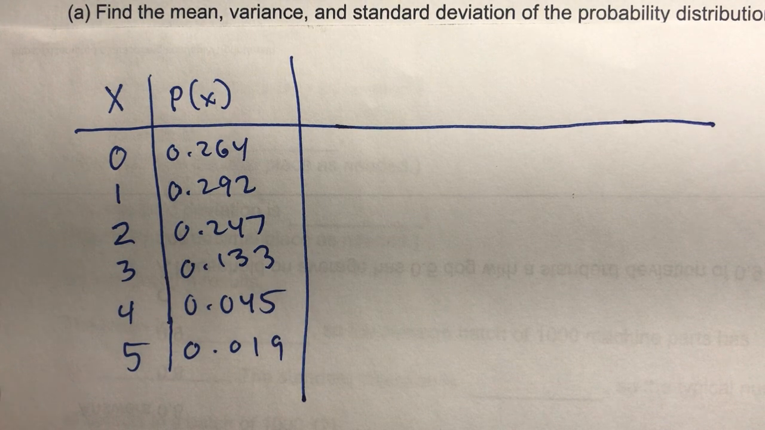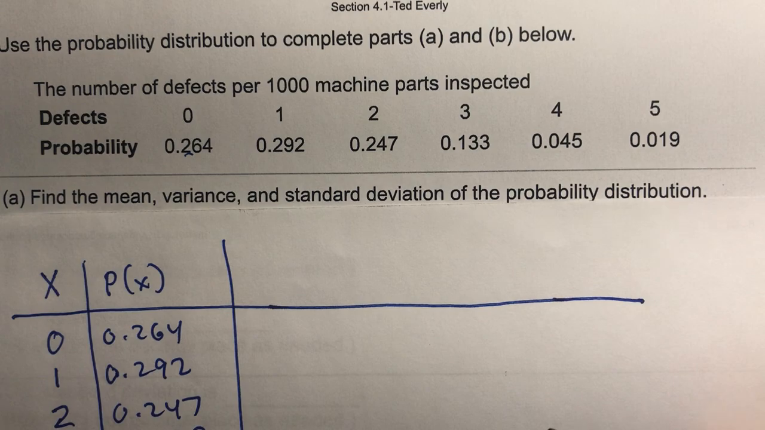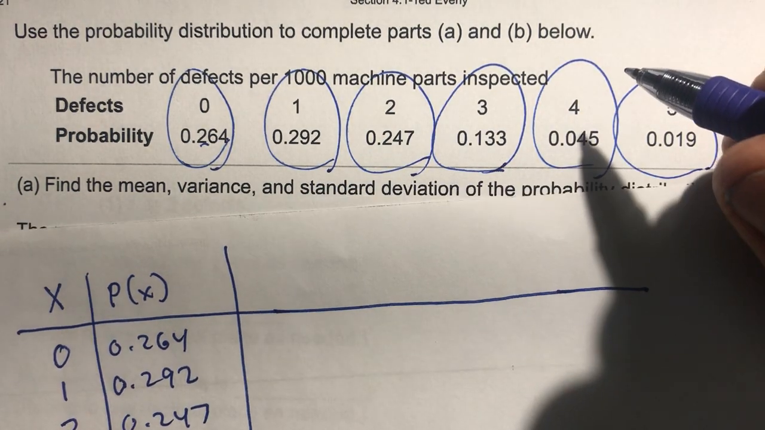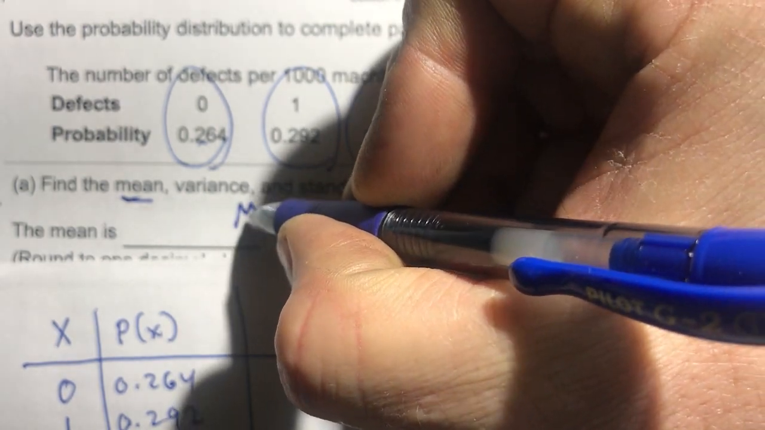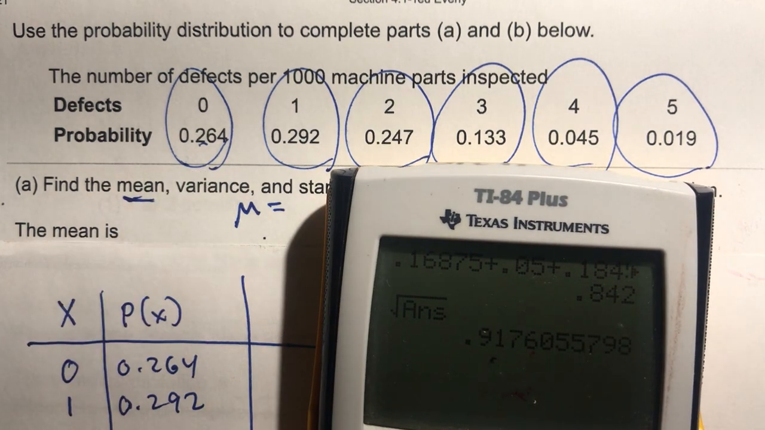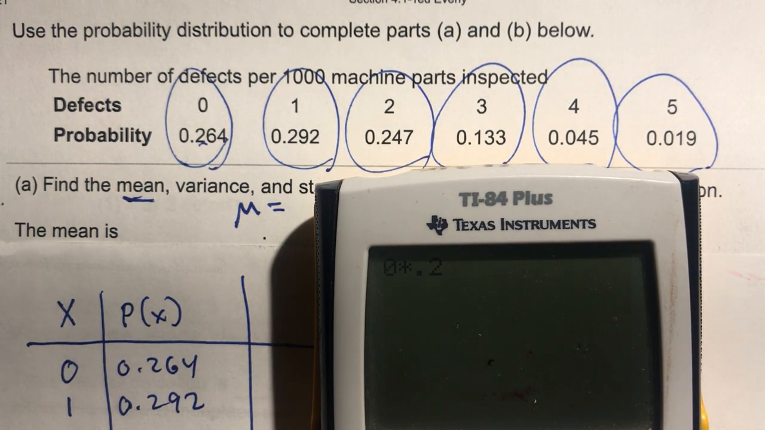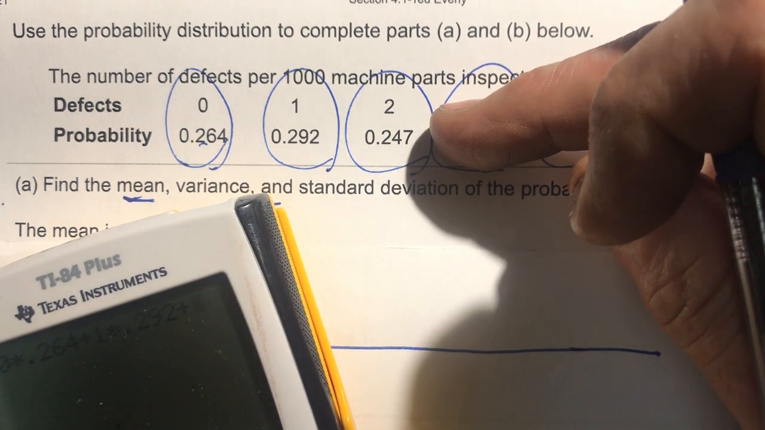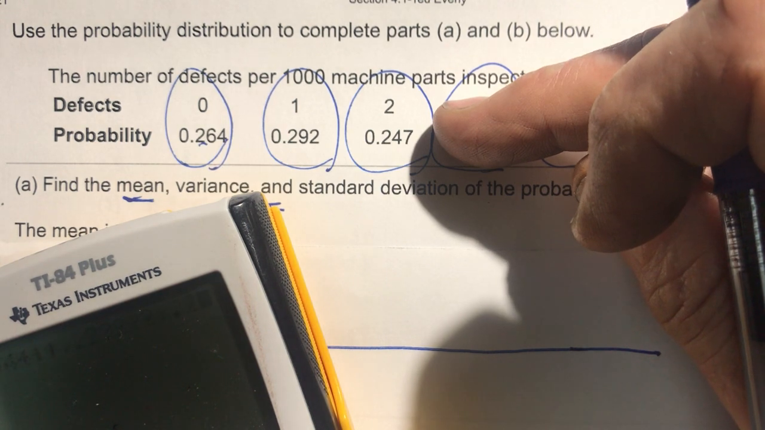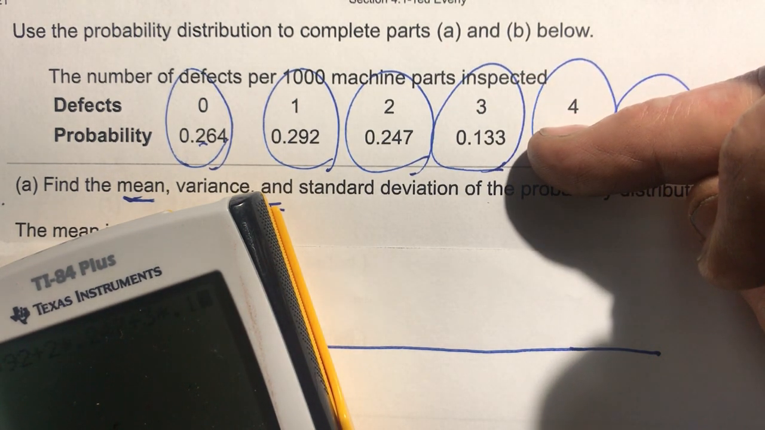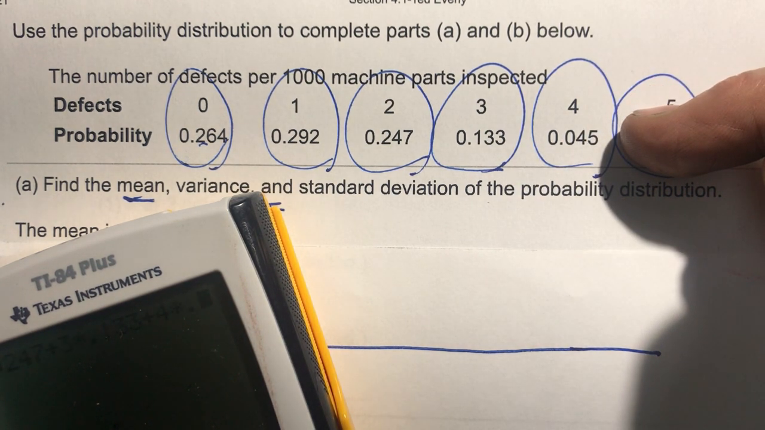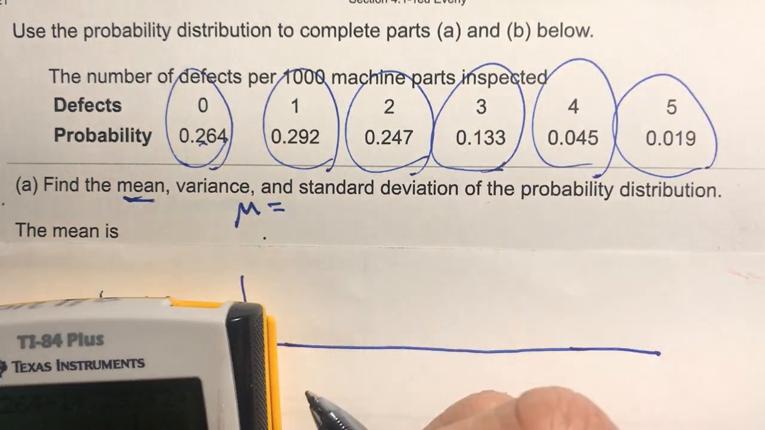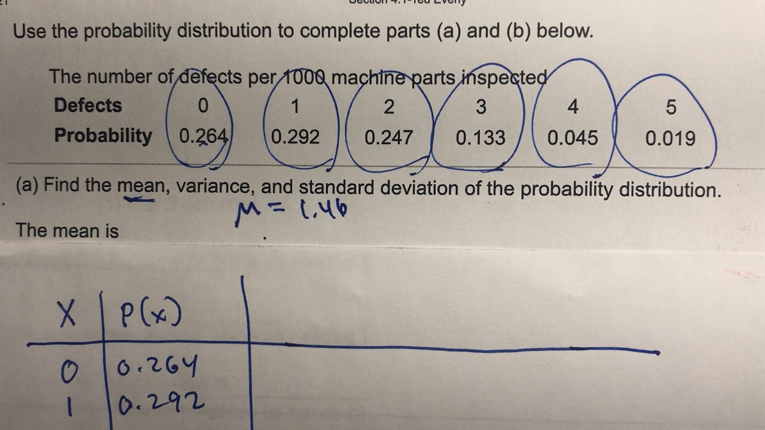Okay. All right, next, I got to take these numbers right here, multiply them and add them together for my mu. See, that's my mean. My mean is the mu. So let's do 0 times 0.264 plus 1 times 0.292 plus 2 times 0.247 plus 3 times 0.133 plus 4 times 0.045 and then plus 5 times 0.019. And I got my mu right there, 1.46. Okay, there's our average or our mean.